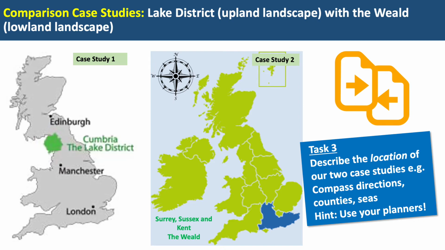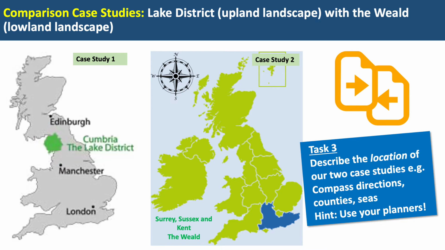You actually have to compare 2 regions of the UK, the Lake District and the Weald. Now you can see that the Lake District is in the north, or rather the northwest of England. See if you can name any nearby cities. And then the Weald is a little bit closer to home, and it's shown in the case study 2 map. So areas you might have heard of, Surrey, Sussex and Kent, form the Weald. Yep, see how close they are to London.